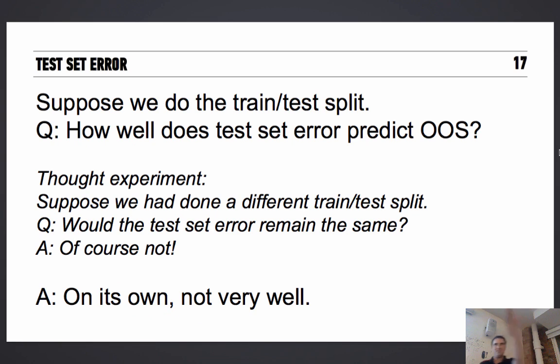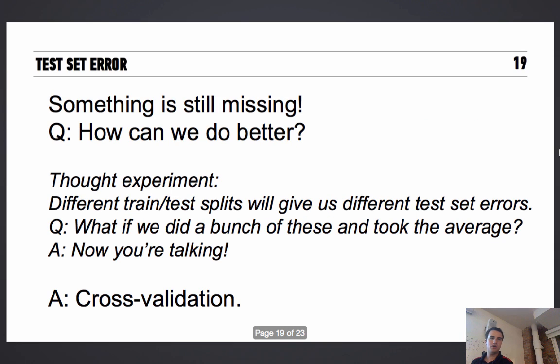Now, to your point, how well does it predict out-of-sample error? Not so well. Because what if we chose a different sample, to your point? What if we chose a different 30% to test it on, and our model was of high variance? Wouldn't that be bad? Yeah, it would. Which is why we do something called cross-validation.